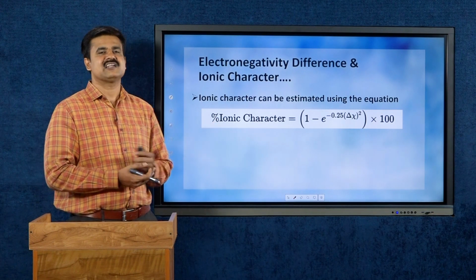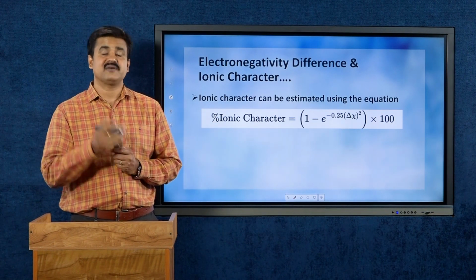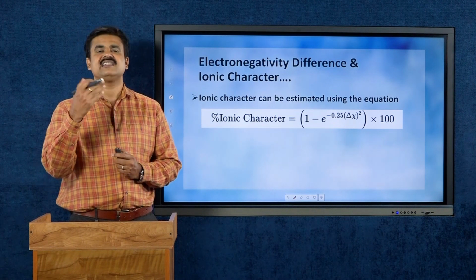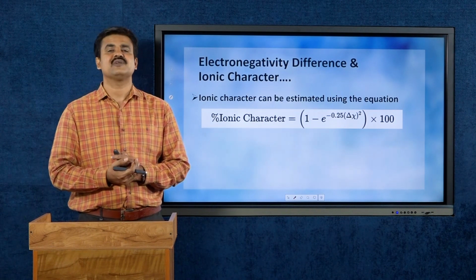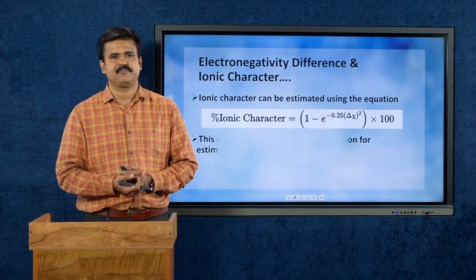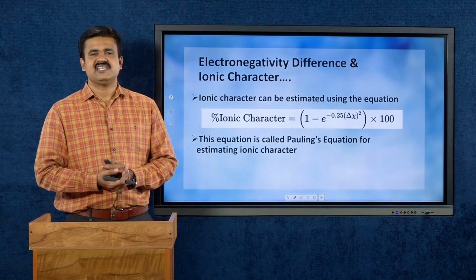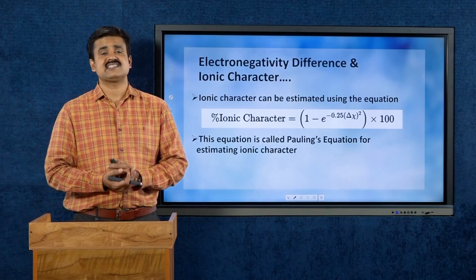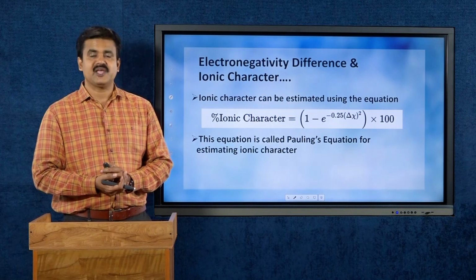So, the left hand side represents the percentage of ionic character, and the right hand side includes the electronegativity difference between the participating atoms as an exponent. This equation is known as Pauling's equation for estimating ionic character.